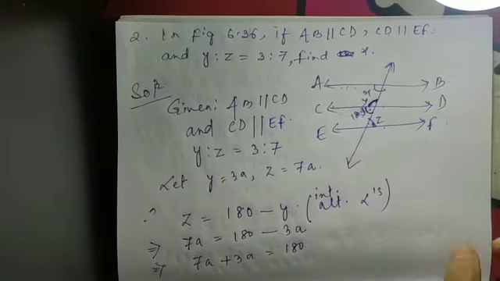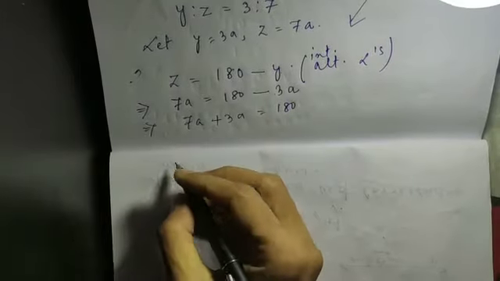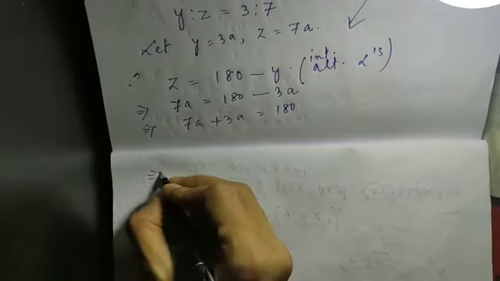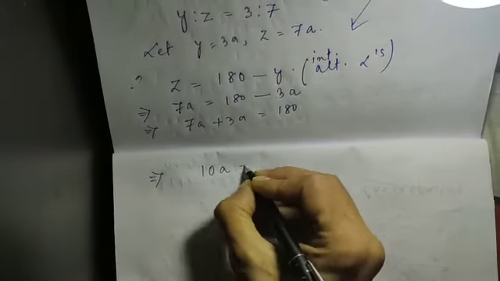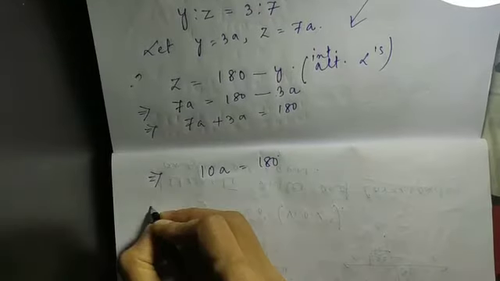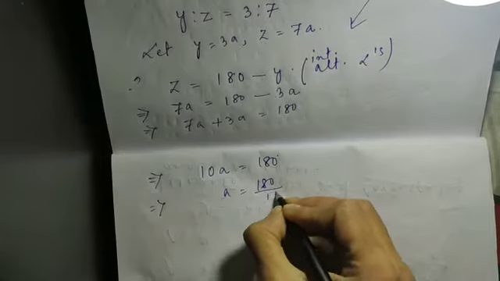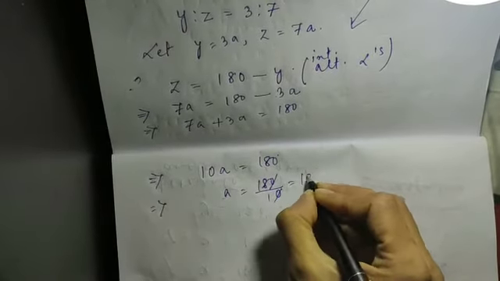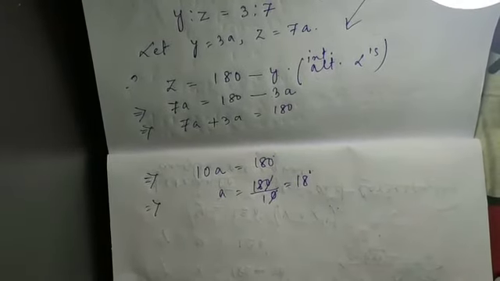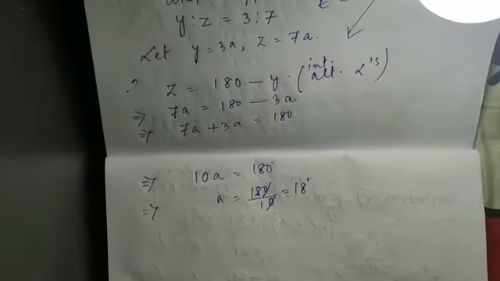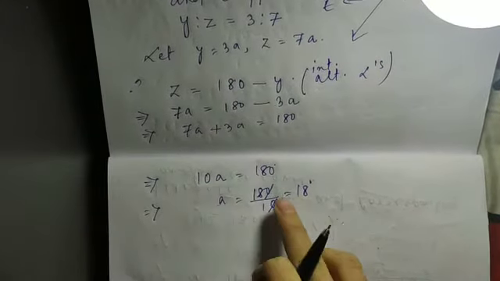Done. So 7A plus 3A, how much? 10A is equal to 180. That means A is equal to 180 by 10. Zero, zero cancel. It is 18 degrees. Done. So the main thing is that we got the value of A here.